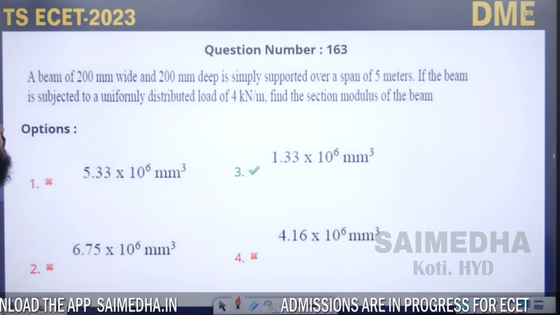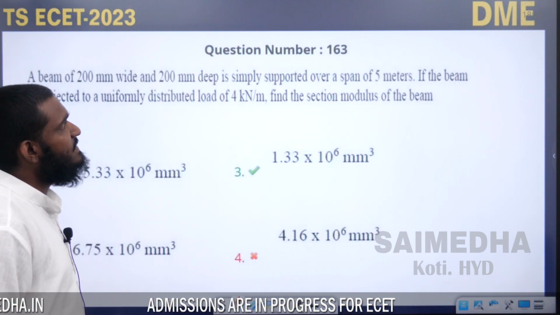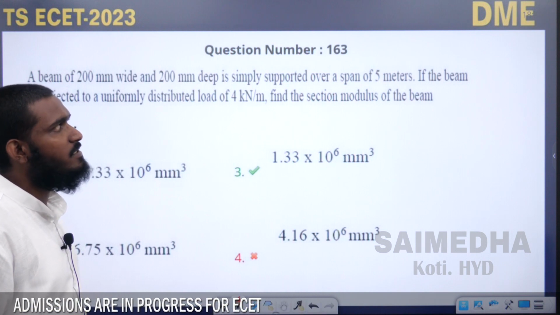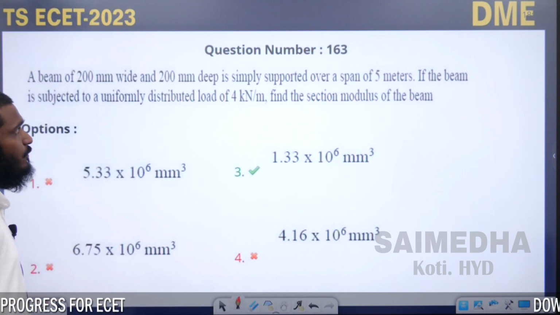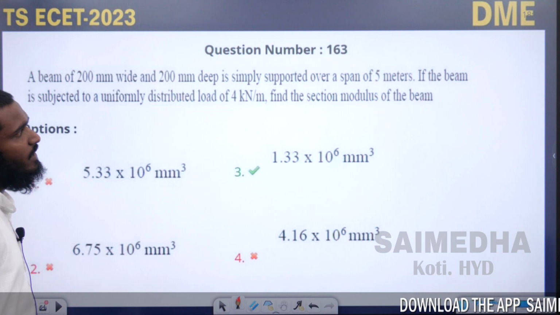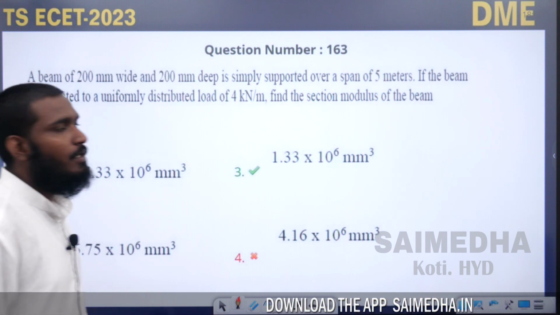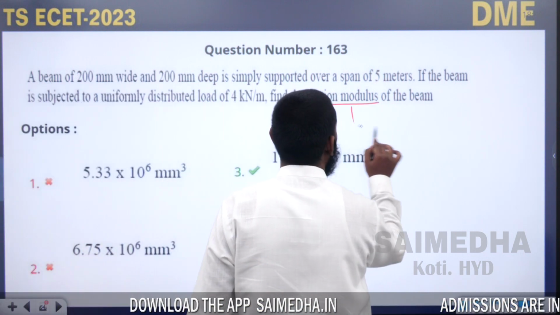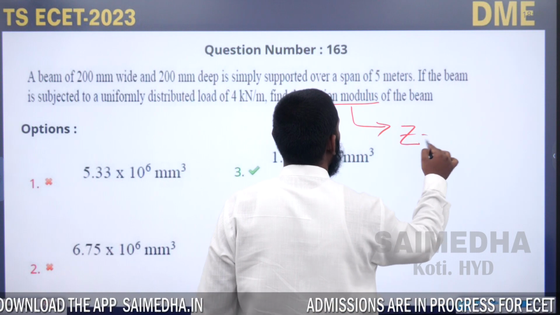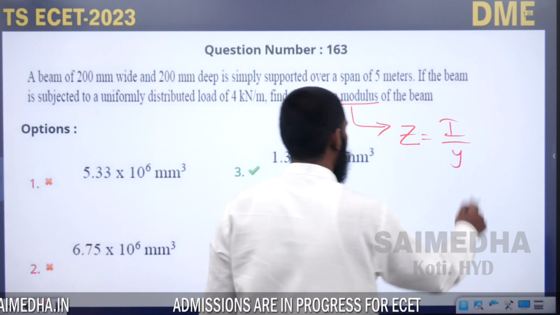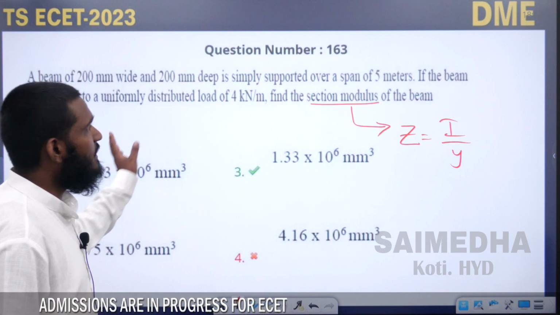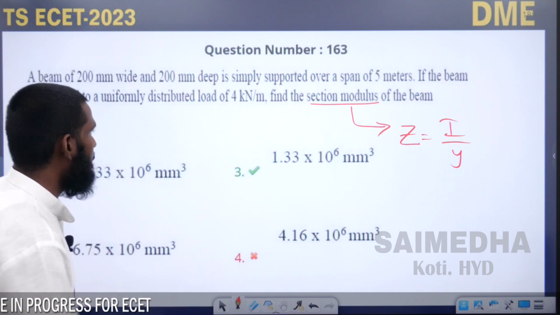Now next, a beam of 200 mm wide and 200 mm deep is simply supported over a span of 5 meters. If the beam is subjected to a uniformly distributed load of 4 kN per meter, find the section modulus. What is the formula for section modulus? We have I divided by Y. No need to go deep into this question, we have a simple trick here.